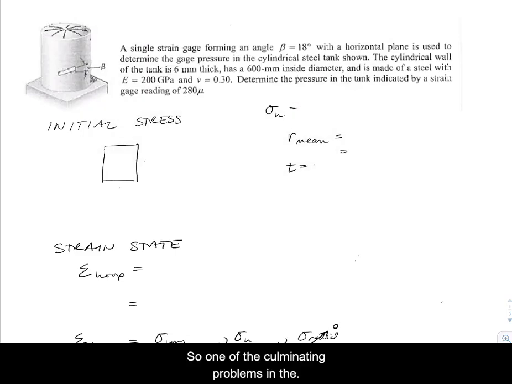So one of the culminating problems in the class, especially in the strain transformation, is dealing with problems where there's a single strain gauge, but it's off of a major axis. There's some rotation to it. So it's not on the longitudinal or the hoop direction. Right? It's at some angle. So here's a problem where this gauge is sitting at a known angle of 18 degrees.